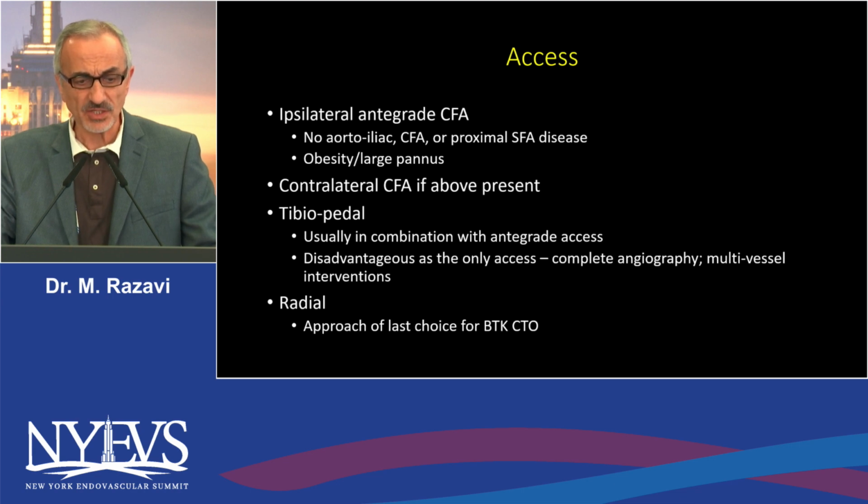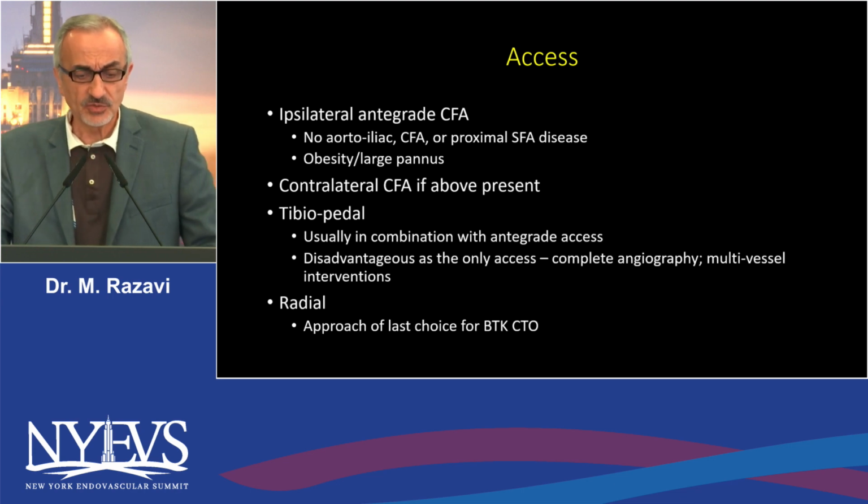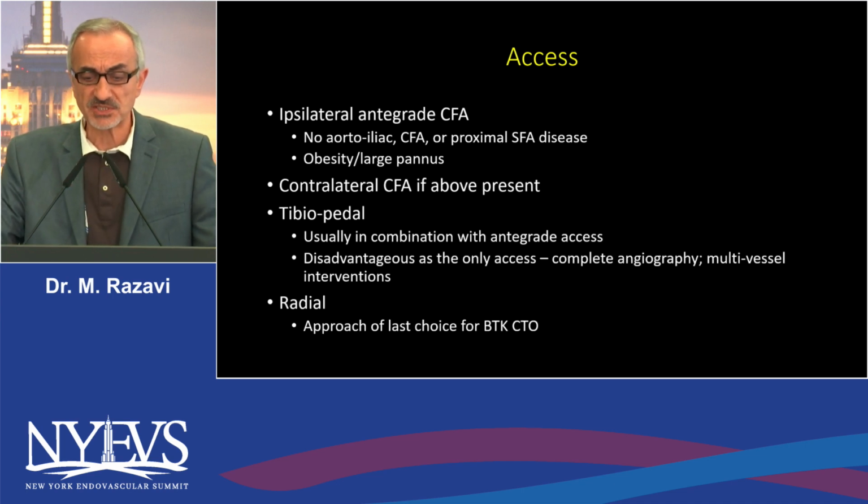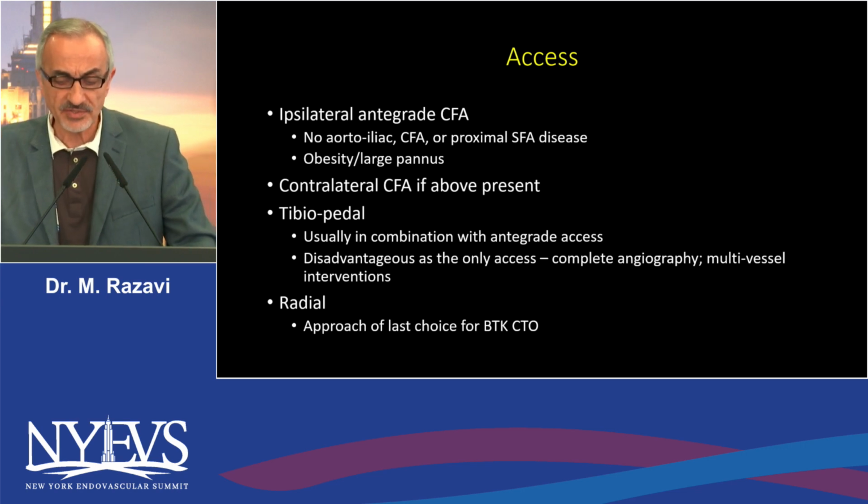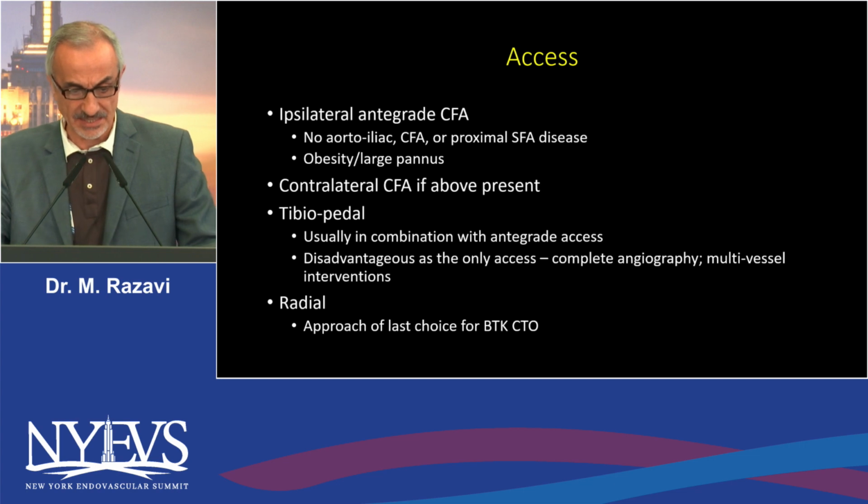So let's talk about access. Ipsilateral is the preferred approach if you have no aortoiliac, common femoral, or proximal SFA disease and the body habitus is okay, the patient doesn't have a large panus or obesity. Contralateral common femoral is used if any of those problems exist. Tibio-pedal is usually in combination with antegrade access. You've seen multiple cases and heard multiple talks this morning about it. The disadvantage of tibio-pedal access is that it's the only access where you can't get complete angiography. Often you need multivessel treatments that are best done antegrade.